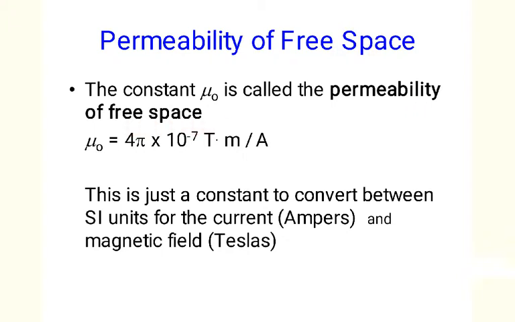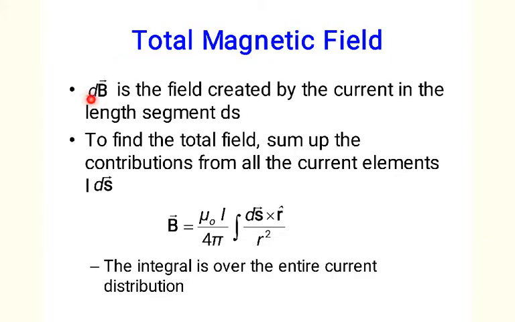In the SI system of units, mu naught is equal to 4 pi times 10 to the negative 7 Tesla times meter divided by amperes. This is just a constant to convert between convenient units, measuring the current in amperes and magnetic fields in Teslas. dB is not the total field created by the wire. It is just a wee element of the field created by an elementary current in the length segment ds.